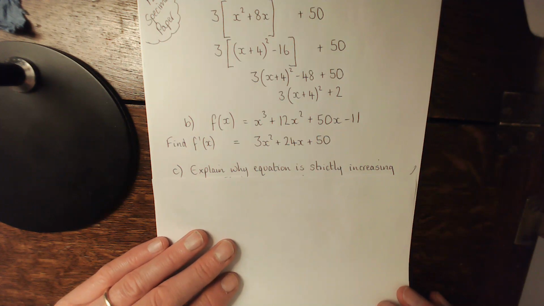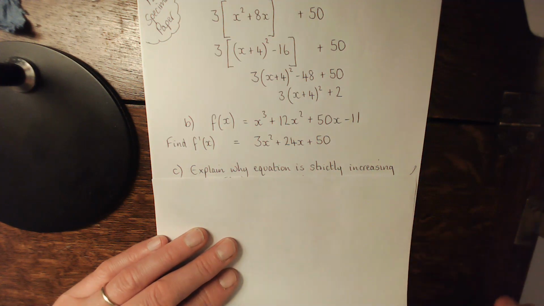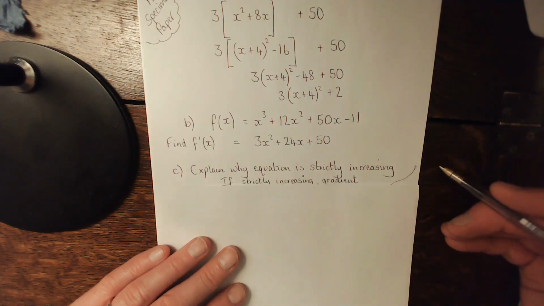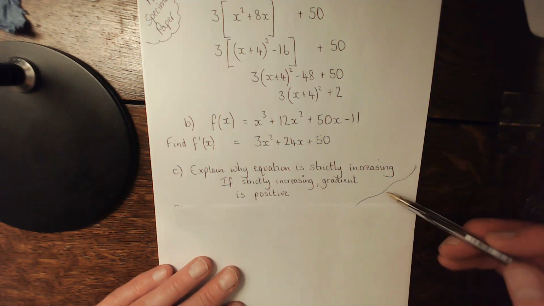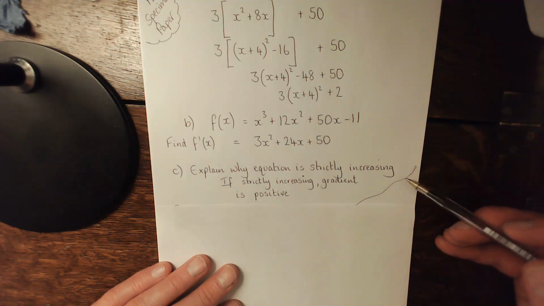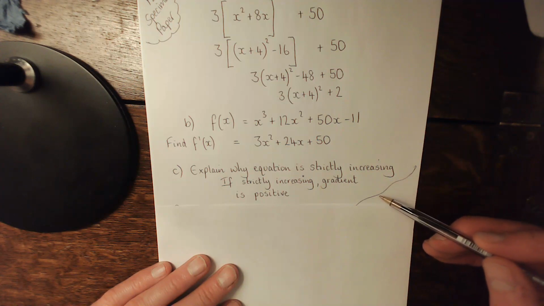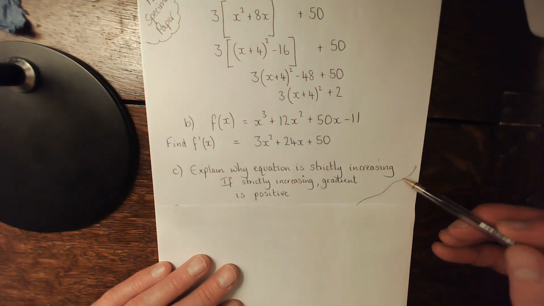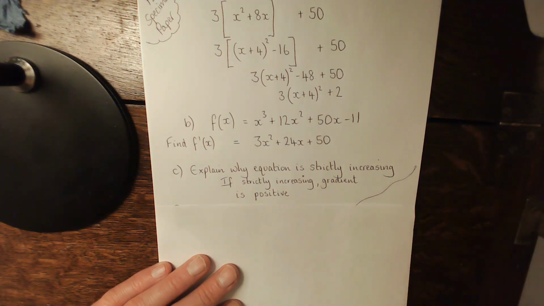Okay, why is it strictly increasing? Well, strictly increasing, and I've got a wee diagram here, means that the gradient is always positive. So you've got a lovely wee line going all the way up there. No, it's not a thread. That's a beautiful line. It's never flat. There's never a stationary point on that because the gradient is always positive.